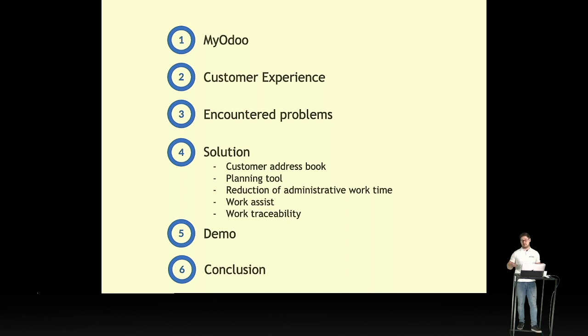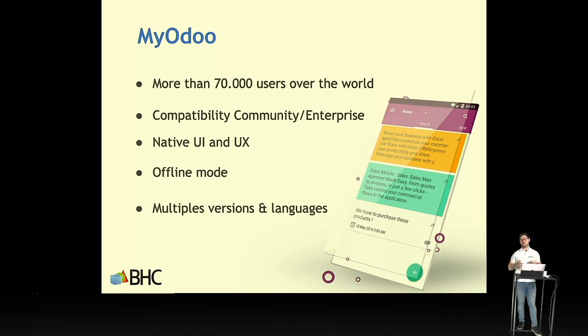For the first point, I will talk to you about what MyOdoo is. MyOdoo is a native mobile application available on iOS and Android platforms. This app is used by more than 70,000 users around the world. It is compatible with community and enterprise versions of Odoo. It uses the native UI and native UX of iOS and Android, so it works totally with your personal device. And the great thing is that the app is able to work without an internet connection.